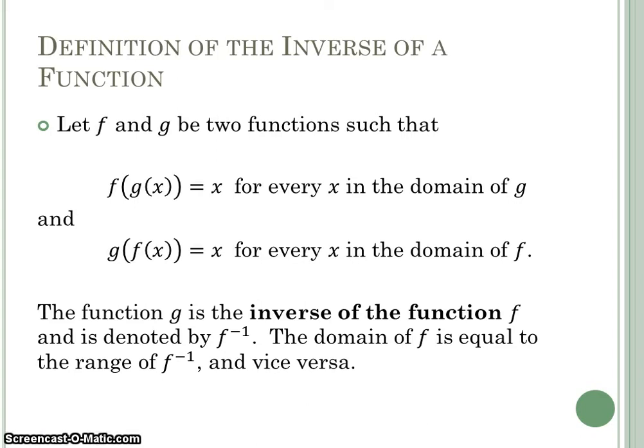Usually what we do at that point, rather than saying g of x, we change that to f inverse. That's what that f with a -1 exponent is: f inverse. So if you have two functions that are inverses of each other, the domain of the first function is equal to the range of its inverse, and the range of the first function is the domain of the inverse.